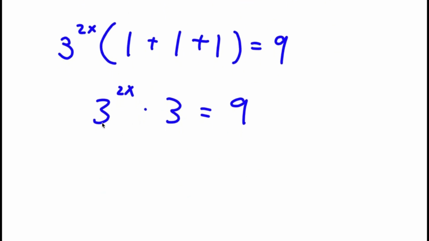Now notice how both of these bases are 3. So what I want to do is I also want to convert 9 into something in the base of 3. Well, 3 to the power of 2, that's equal to 9. So if I replace 9 with 3 to the power of 2, I get 3 to the power of 2x times 3 is equal to 3 to the power of 2.